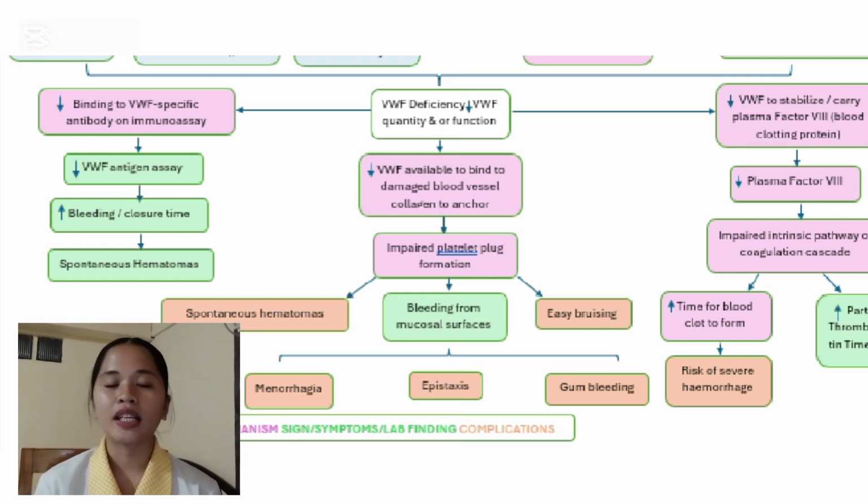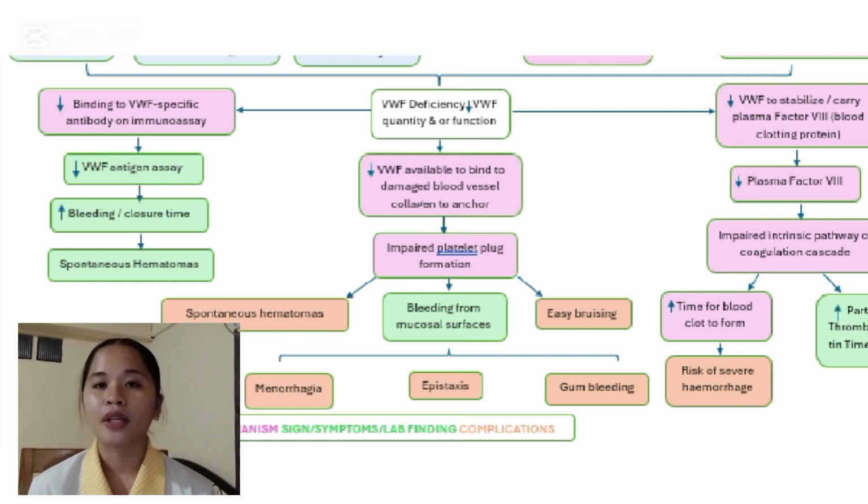Deficiency, or the decrease in quantity and its function. The von Willebrand factor is crucial for blood clotting. A deficiency, whether in the amount of the von Willebrand factor or in its functional effectiveness, impairs the body's ability to stop the bleeding efficiently. The von Willebrand factor normally helps stabilize clots by binding to other clotting factors and platelets.